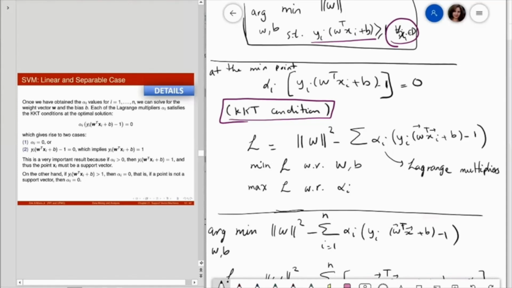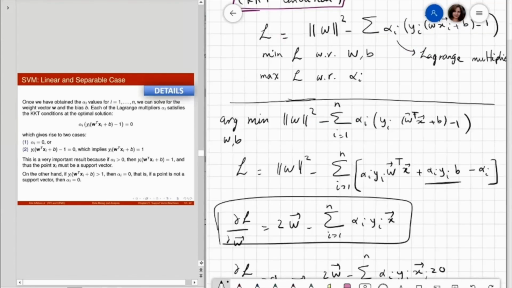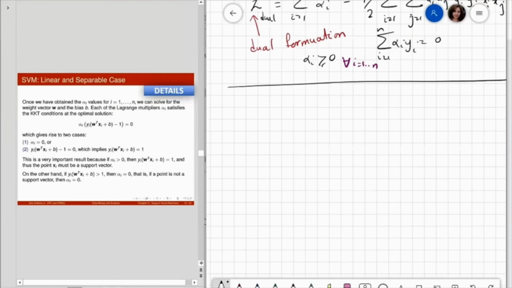This was basically saying that alpha i multiplied by yi (w transpose xi plus b) minus 1 should be equal to 0 at the minimum point for L. So if we find the best W and B, we are going to have this equation, that for all of the data points, this is equal to 0. Now let's take a closer look at that.